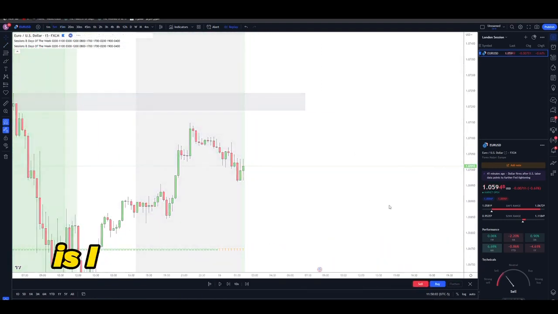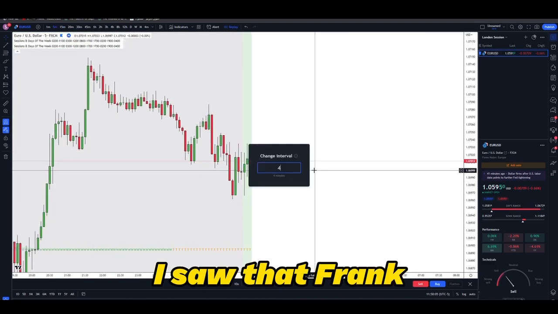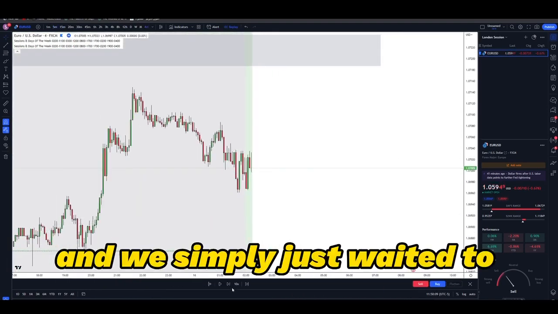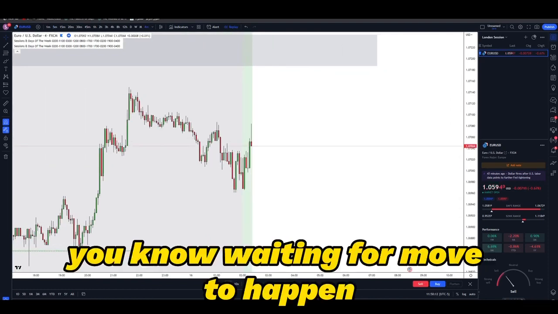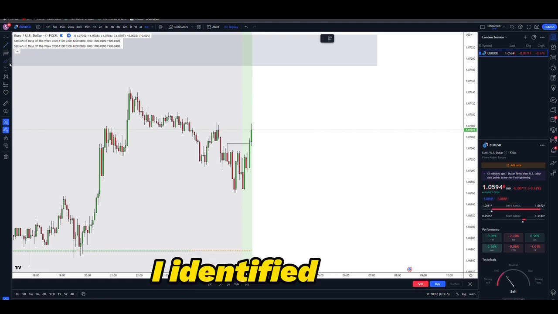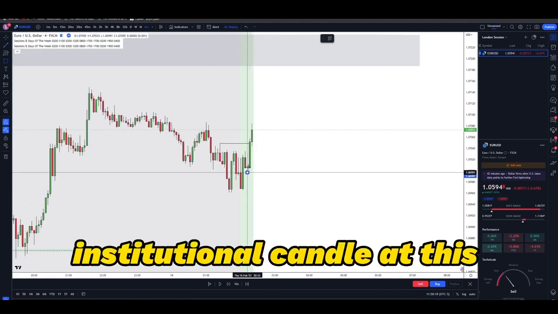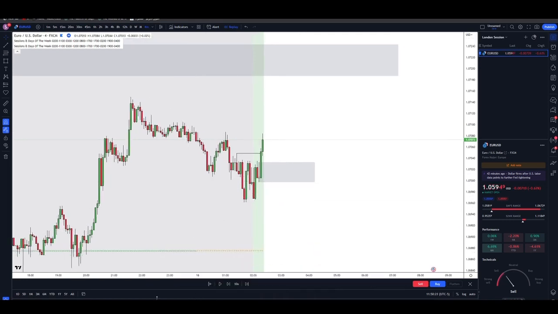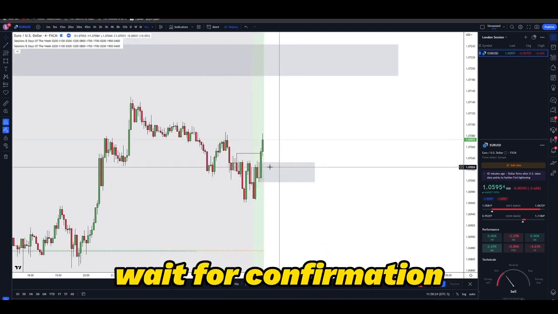So what I did in this case is I went to the 5-minute time frame. I saw that Frankfurt session has opened, and we simply waited for a move to happen. Now at this point, I noticed there's a very clean break of structure. I identified my institutional candle at this point, which was identified right over here. And then we told the Discord members to wait for confirmation in this level.